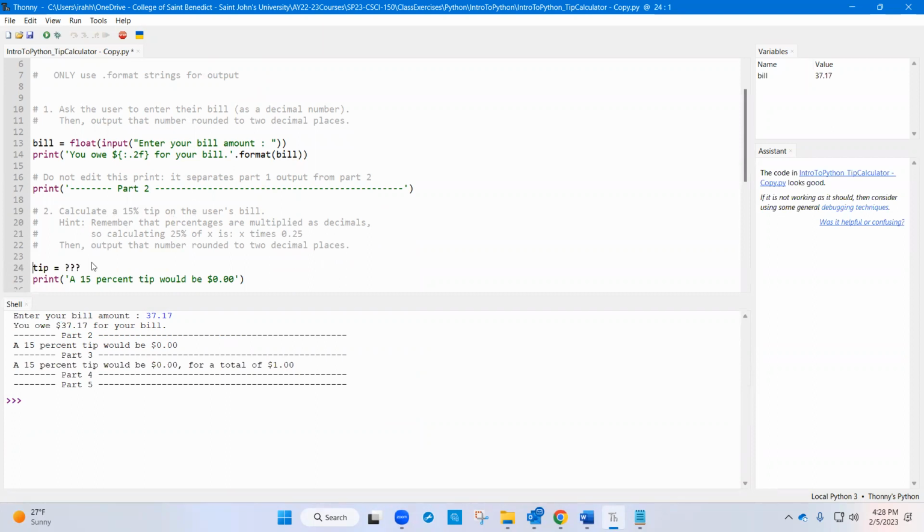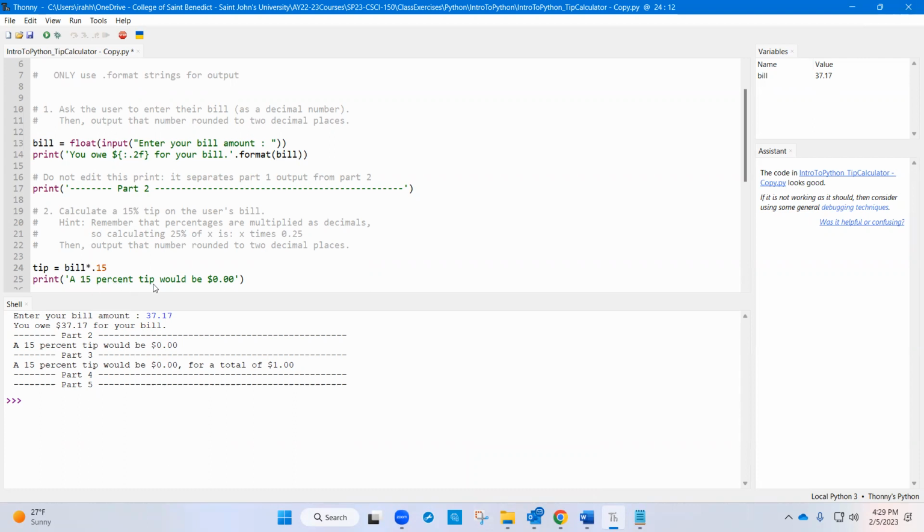The next part is you want to calculate a 15% tip on the user's bill. So I'm going to uncomment this line, and I want to make sure that the tip is based on the actual bill. So whatever the bill the user entered, if I multiply that by 15%, and in math, that means multiply it by 0.15, that would give me the actual tip portion.